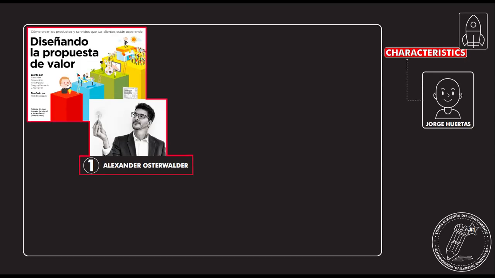The first one is from Alexander Osterwalder. He is the one who created the value proposition and the business model canvas, and he wrote a book called Designing the Value Proposition. This book is extremely good, because it will help you to understand. It is very easy to understand, but it also has exercises so you can learn and be sharing with all the different resources. So this is my first recommendation, Designing the Value Proposition by Alexander Osterwalder.